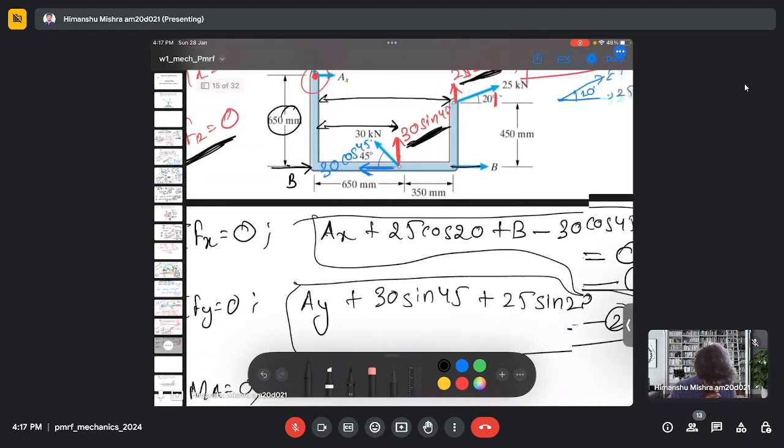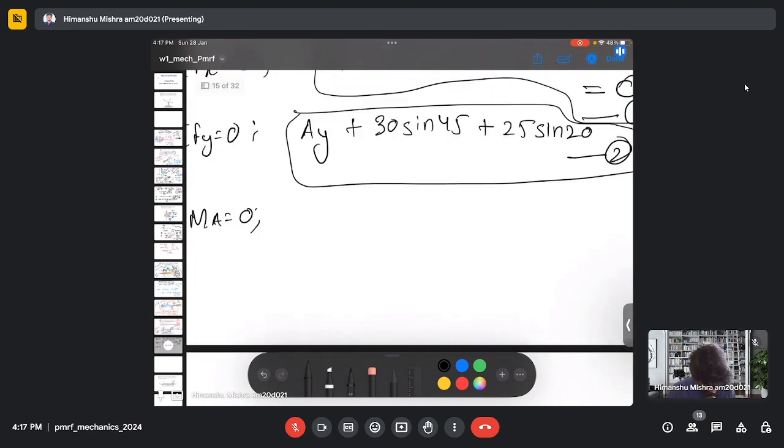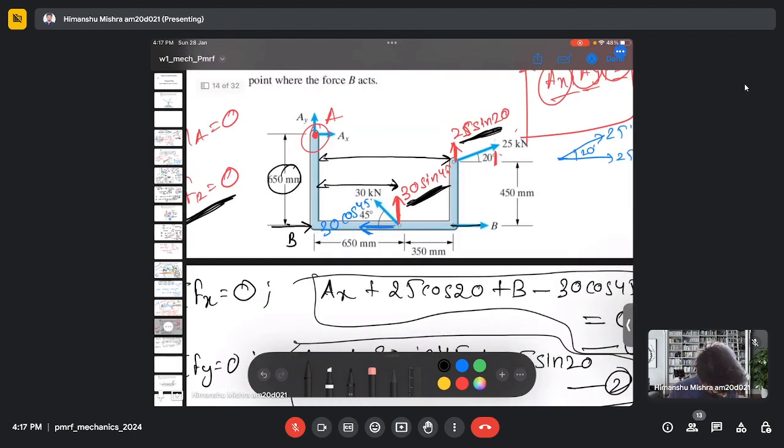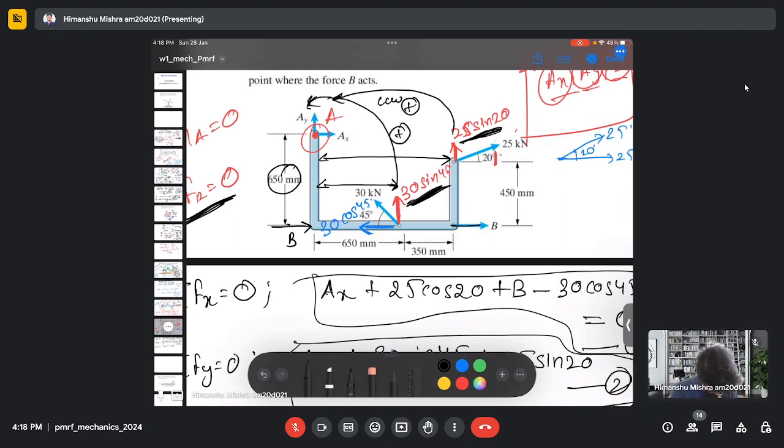So now let me decide the counterclockwise as the positive and the clockwise as the negative direction. So this force creates a moment in the counterclockwise direction, which is positive, and this force is also creating the positive moment, and B is also creating a positive moment because it will go like this.